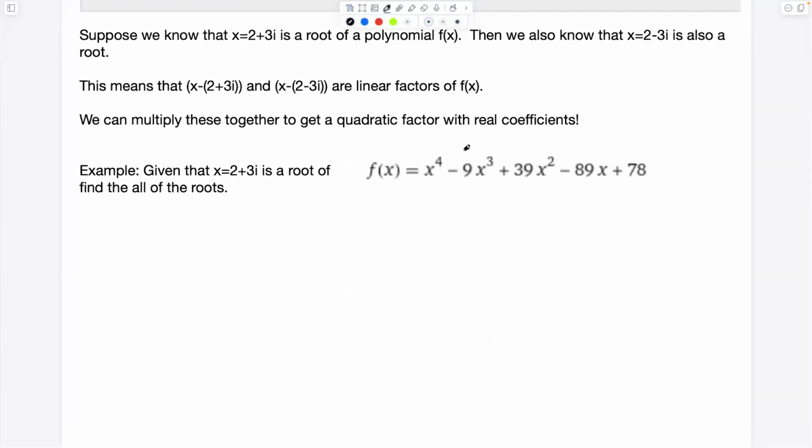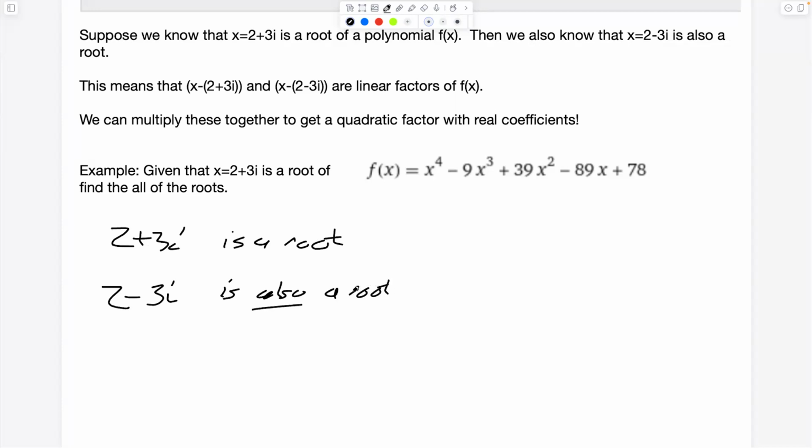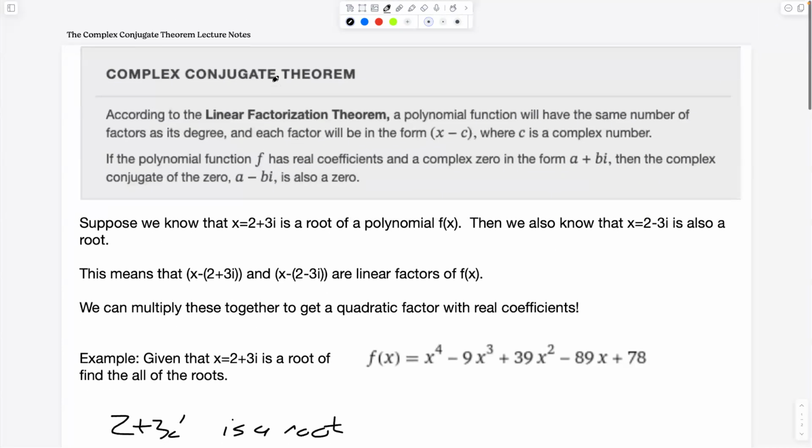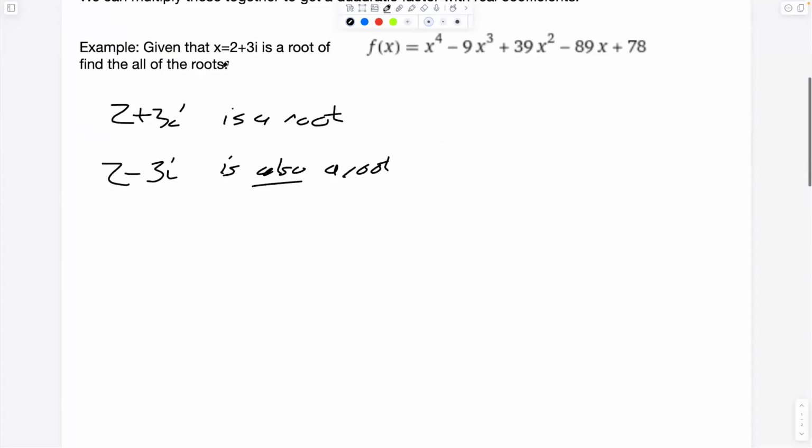We're told 2 plus 3i is a root of this guy. So we know 2 plus 3i is a root because we were told that. We know 2 minus 3i, we always keep the first guy the same, change the second one. Don't change both of them. Also a root. How do we know that? By this theorem. That's literally the point here. It's the complex conjugate theorem.